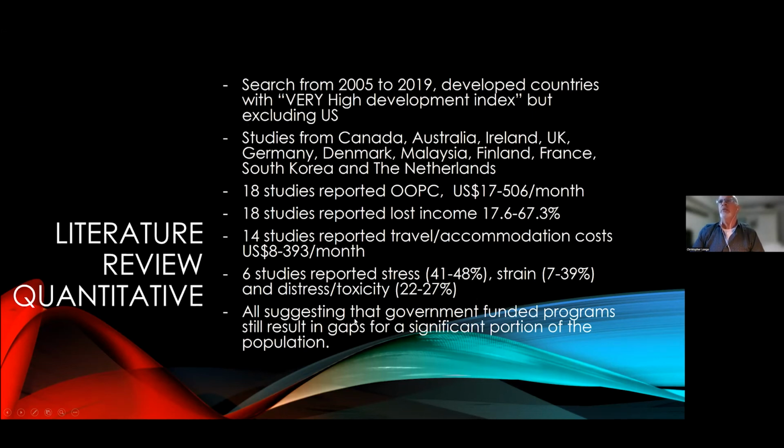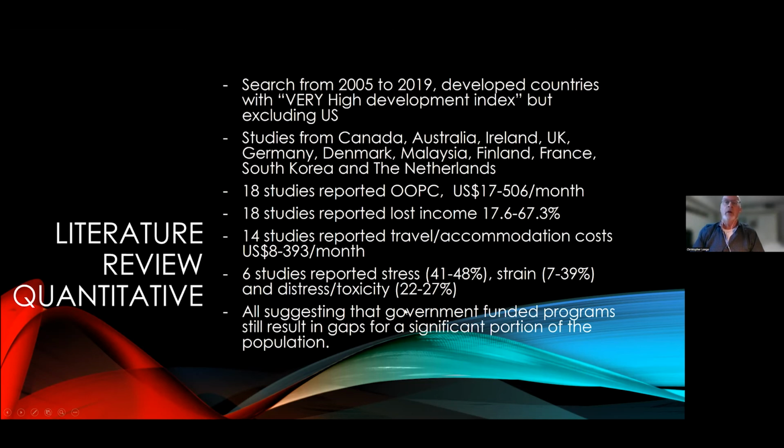So we did a search from 2005 to 2019, so about 15 years. We were partway through the year, looking at developed countries with very high development index. And we did that because we wanted to look at countries that were comparable to Canada. To be honest, my strategy was to have a landscape under which to discuss my own work, which was at that point in progress. We excluded the US because there are plenty of studies in the US space, systematic reviews looking at this. And of course, the problem in the US is much worse.